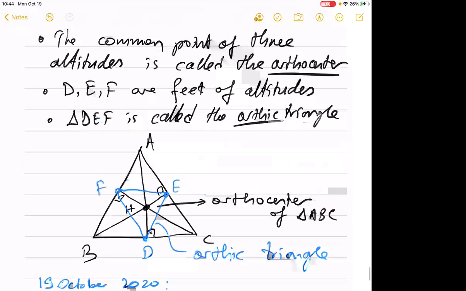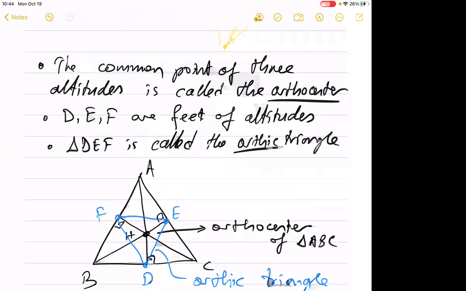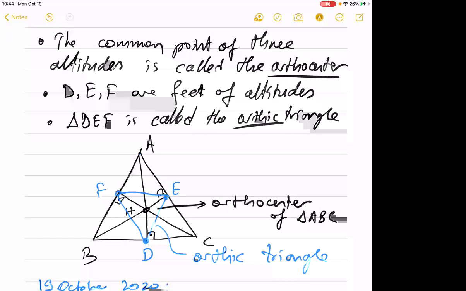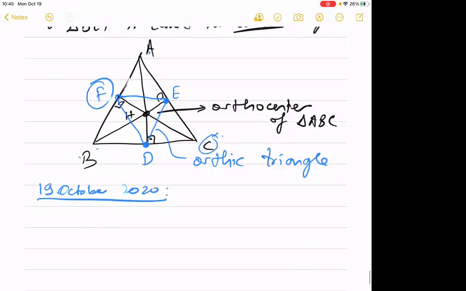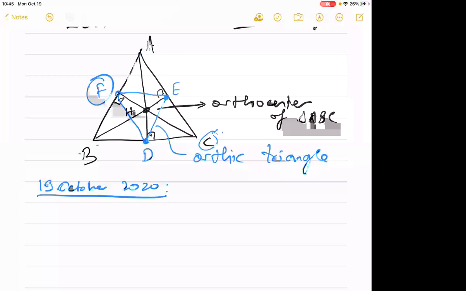Okay, remember we were talking about the orthic triangle, namely when we have a triangle ABC and we draw the altitudes, namely AD, so that AD is perpendicular to BC, and BE is perpendicular to AC, and CF is perpendicular to AB, and the feet are D, E, F. That was the orthic triangle of ABC. Okay, let's start here.